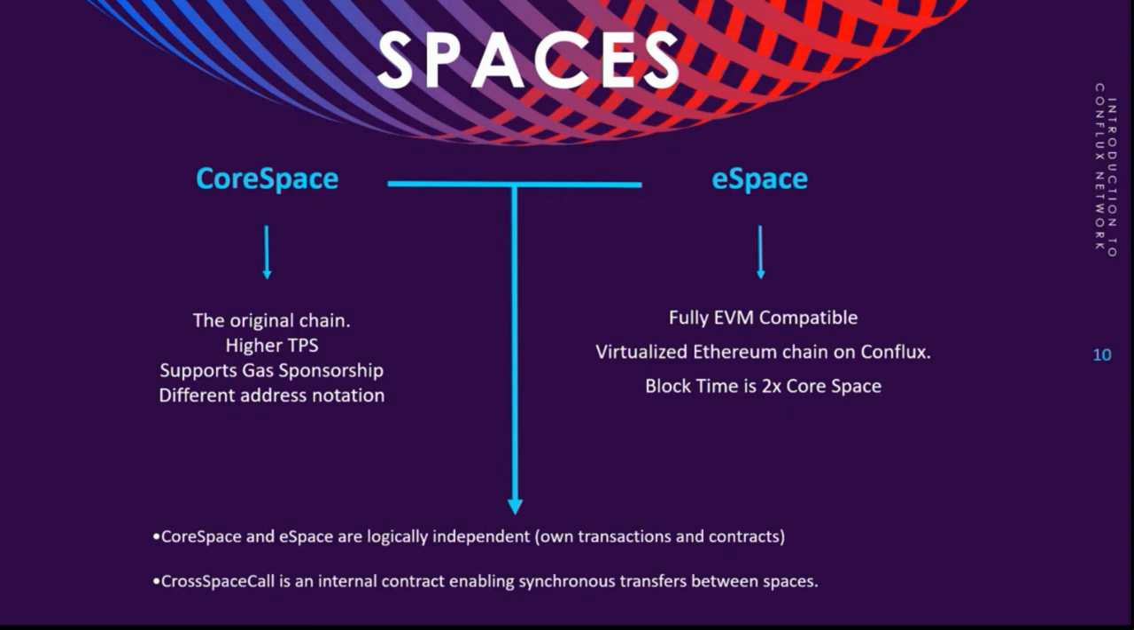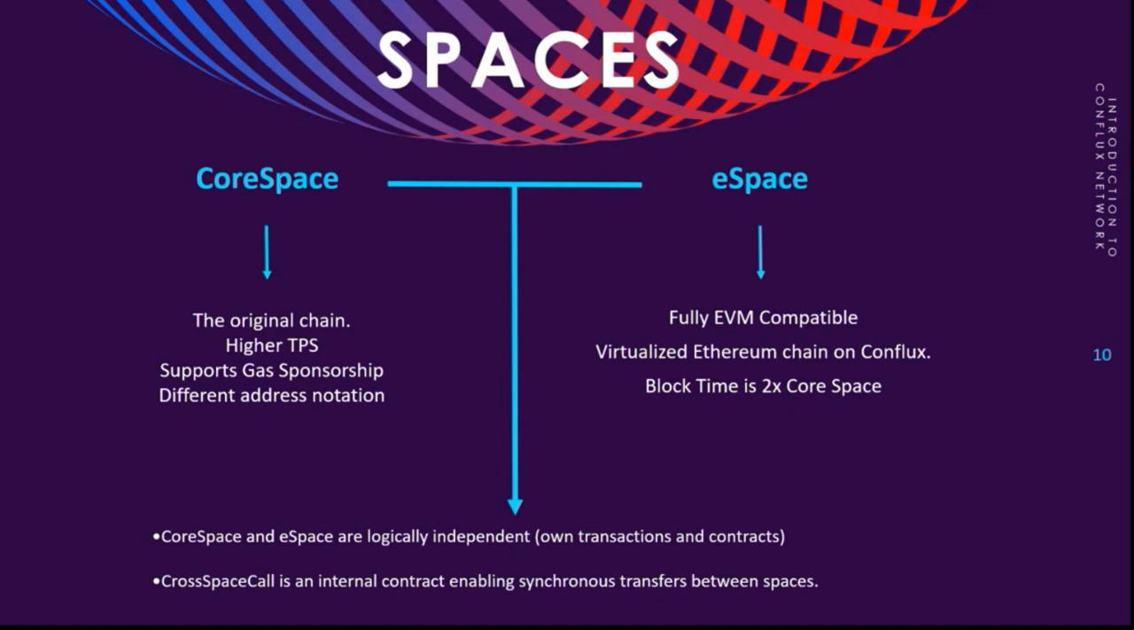Let's say they have their own transactions, their own contracts, their own addresses, but there is a link between them, which is mostly based on the cross-space internal contract that enables communication between these spaces, which means that you can, for example, deploy a contract on eSpace from core space, or transfer CFX from core space to eSpace, or call methods from a contract on eSpace from core space. So it's a key element in this space's innovation.